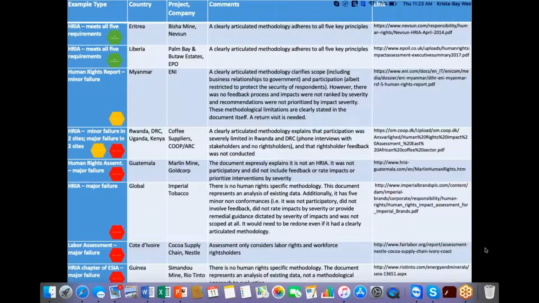So one question is, how long does it take to do this? How long would it take for a company to do an adequate HRIA? That's such a good question because it varies so greatly. I think there's a sense that a full HRIA is a daunting pursuit, but it can vary enormously.